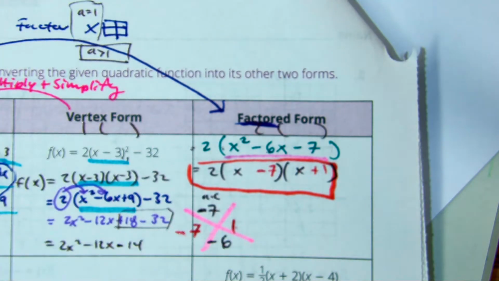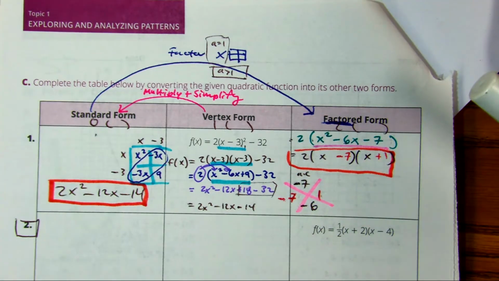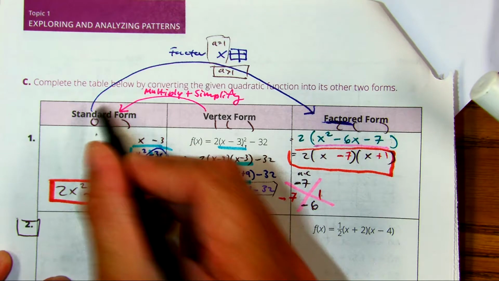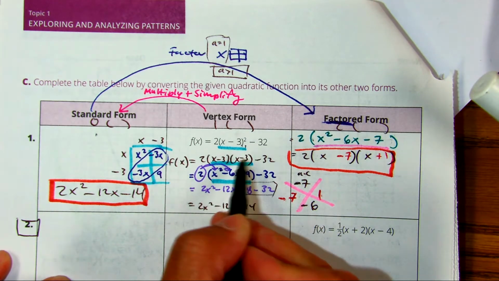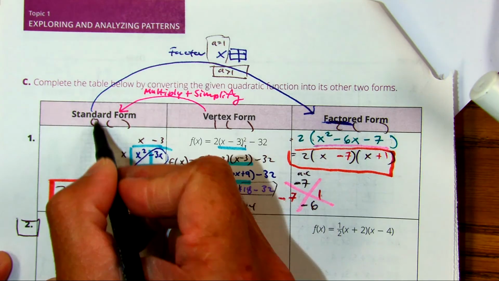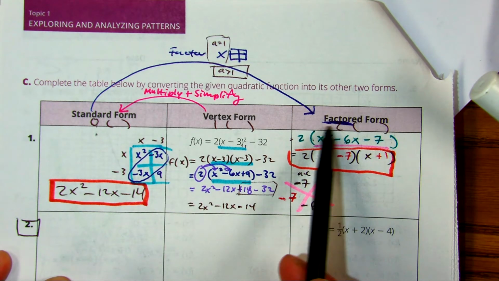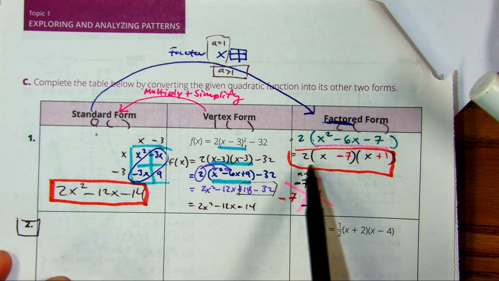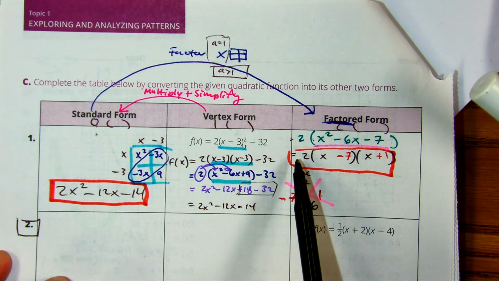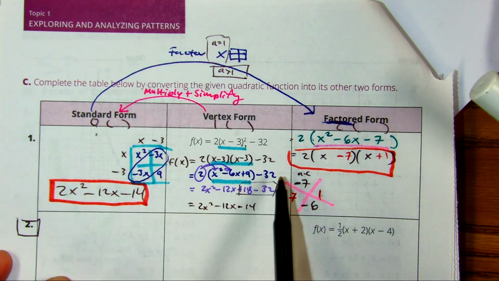So let's review. To go from vertex form to standard form, to get rid of the parentheses, I'm just going to multiply and simplify. To go from standard form to factored form, I have to factor. In this problem, I took out the greatest common factor of a 2. And you can also do this problem if you didn't see the GCF. You can do your x in your box and recognize that is your answer.